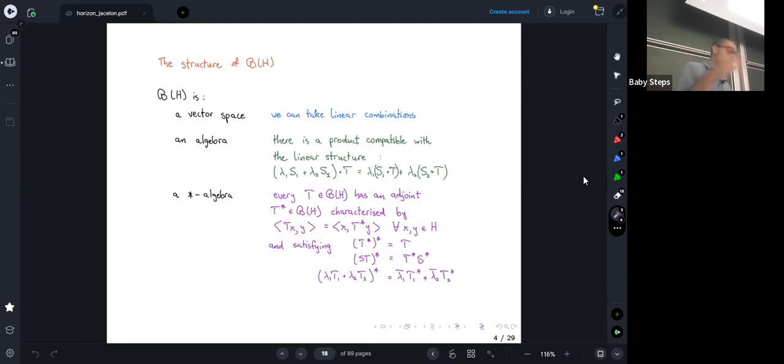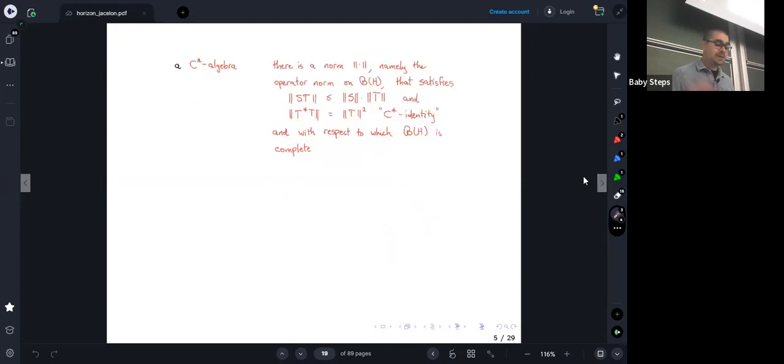The involution of an involution is T itself. The adjoint of a product is the product of the adjoints, in reverse order. And the adjoint is conjugate linear. So the adjoint of a linear combination is the linear combination of the adjoints if we take the complex conjugates of these coefficients. So that makes it into what's called a star algebra. And finally, and this is the object we've heard about a couple of times, it is in fact a C-star algebra. So in addition to the algebra structure and this involution, we have a norm, namely the operator norm, which we just described. And the operator norm satisfies a couple of things.